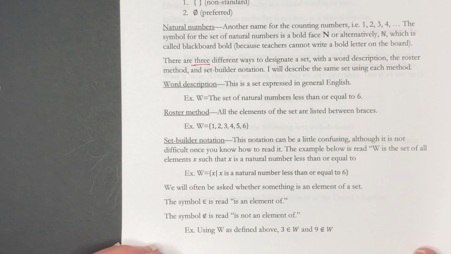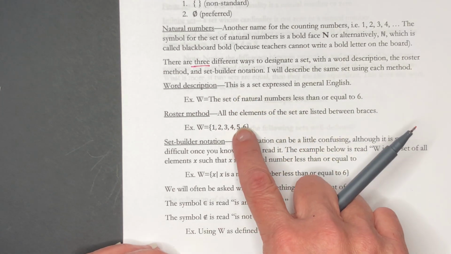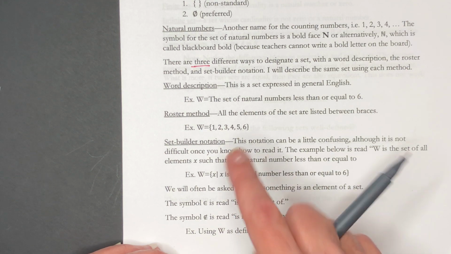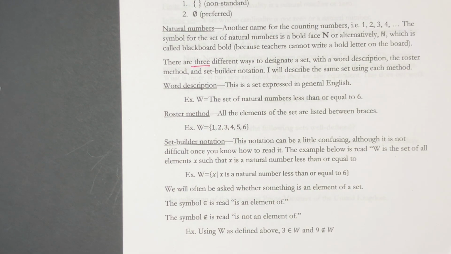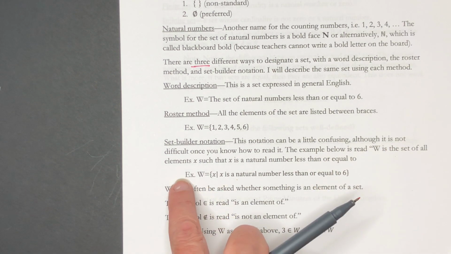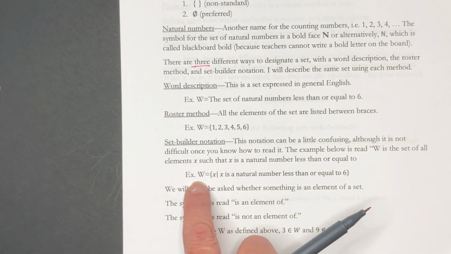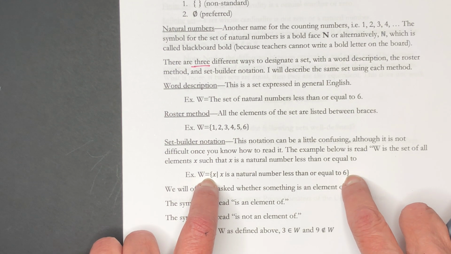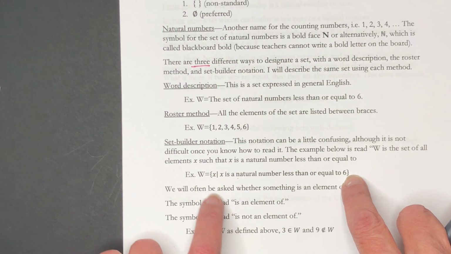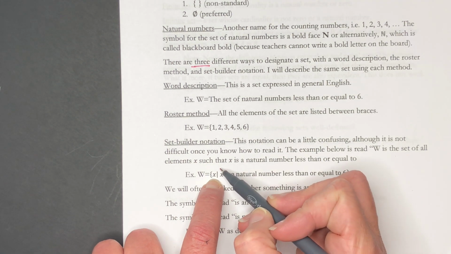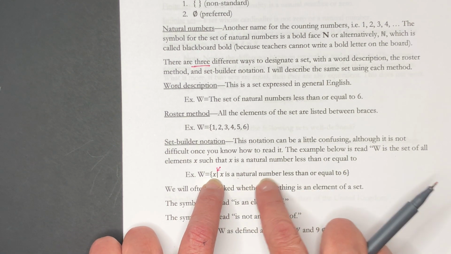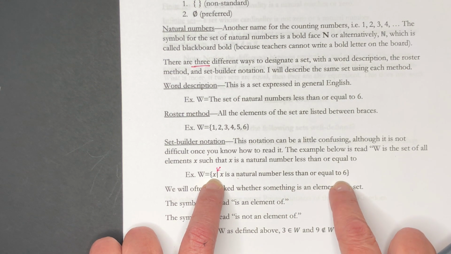Okay, now coming back. So we had the word description, we had the roster method, now we have set builder notation. This notation can be a little confusing, although it's not really difficult once you know how to read it. The example below is read: W is the set of all, which is how you read the braces, the set of all elements X, such that, which is that line right there, X is a natural number less than or equal to 6.